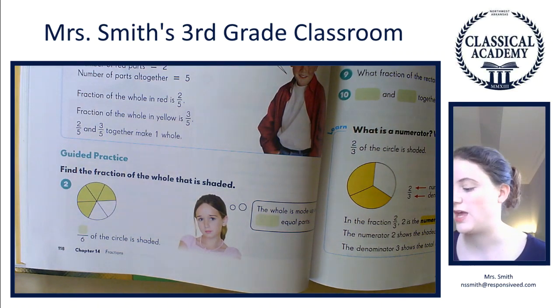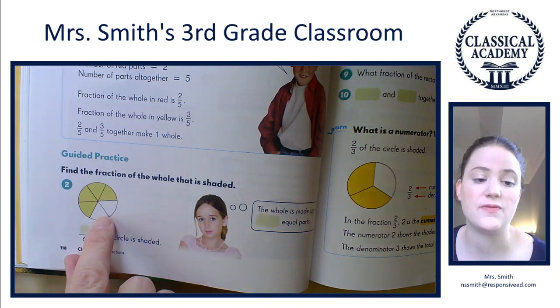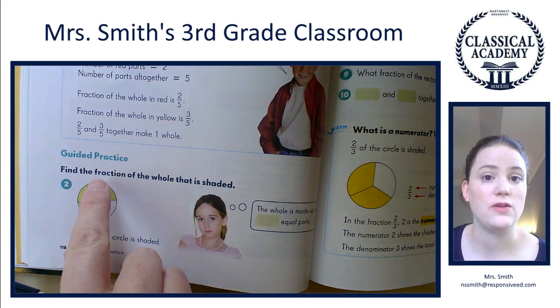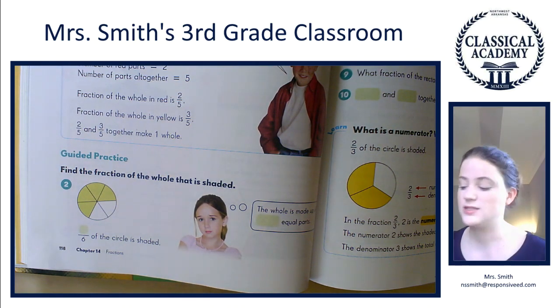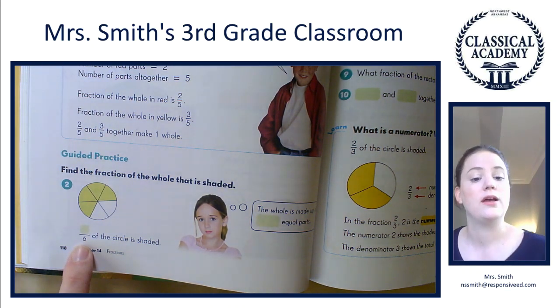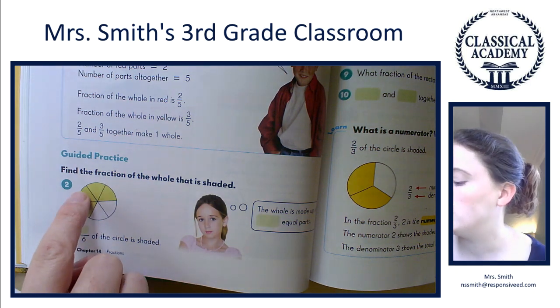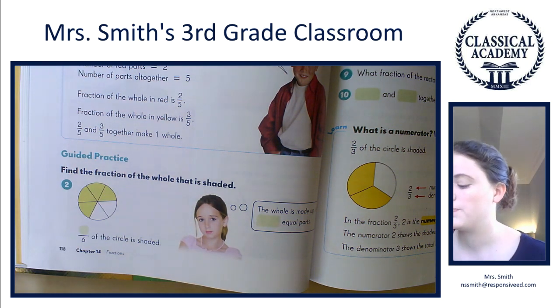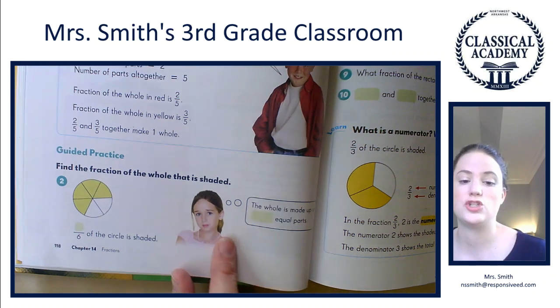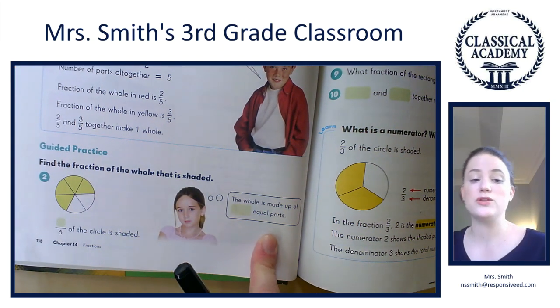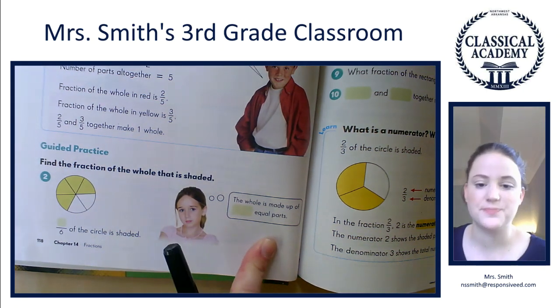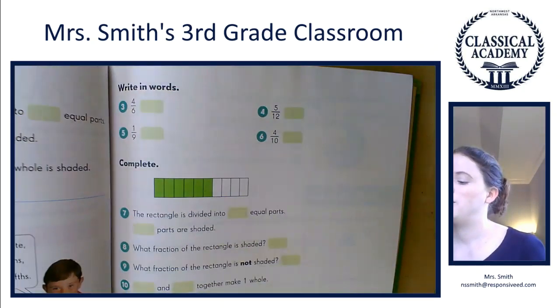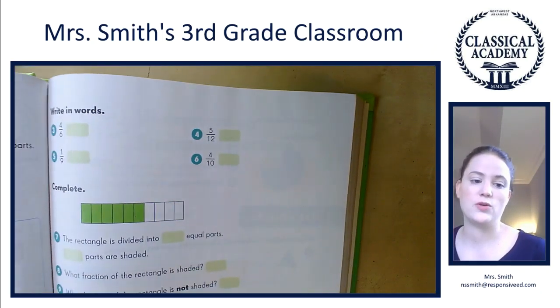Name the fraction that is shaded. Let's do number 2 together. Well, first we figure out how many it's divided into. 1, 2, 3, 4, 5, 6. It's divided into 6. It even tells us that down here. How many is shaded? 1, 2, 3, 4. 4/6 is shaded. And it says the whole is made up out of how many equal parts? 6.